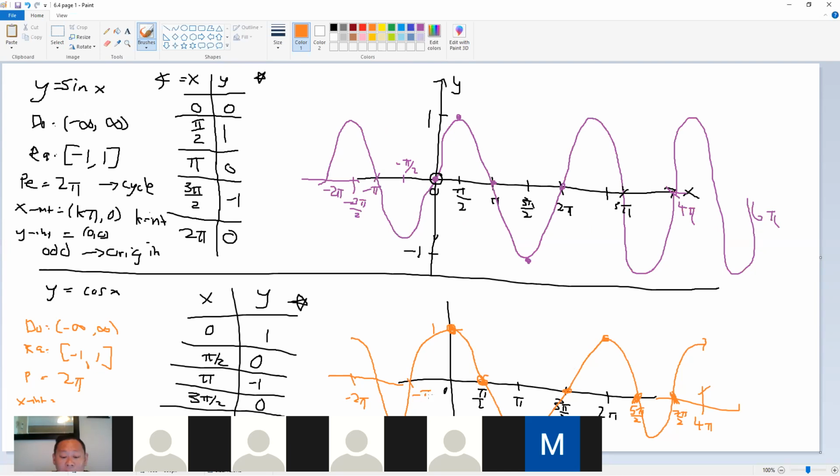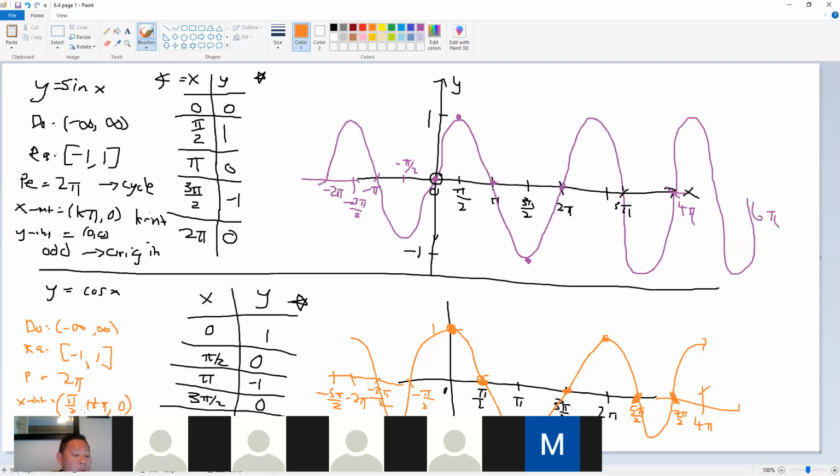This will be negative pi over 2. This is negative 3 pi over 2. If I have another one, it'd be negative 5 pi over 2. Now, how do you write this in k form? Since you have pi over 2 as the starting point, it's going to be pi over 2 plus k pi.